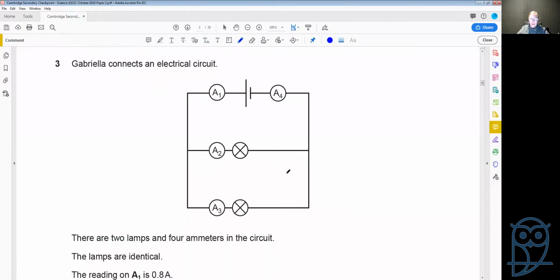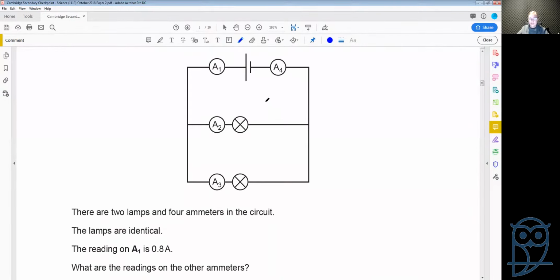So here we get to things where we actually need to remember things. So Gabriella connects an electrical circuit. Here it is. There are 2 lamps and 4 ammeters. The lamps are identical. The reading on A1, so this one over here, is 0.8 amps. What are the readings on the other ammeters?